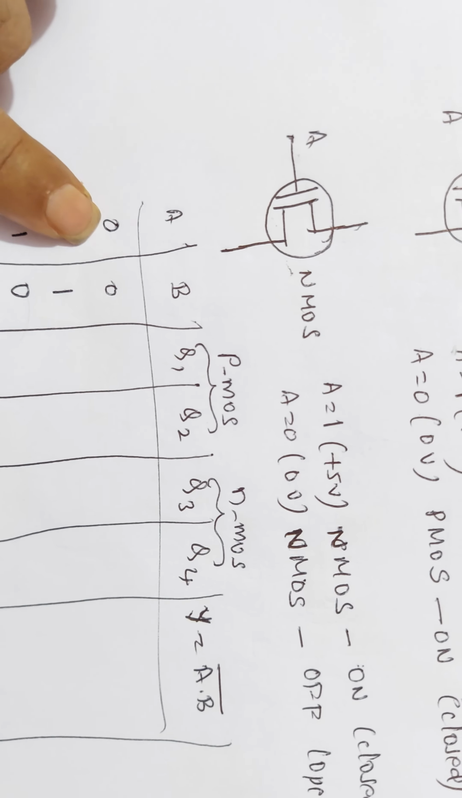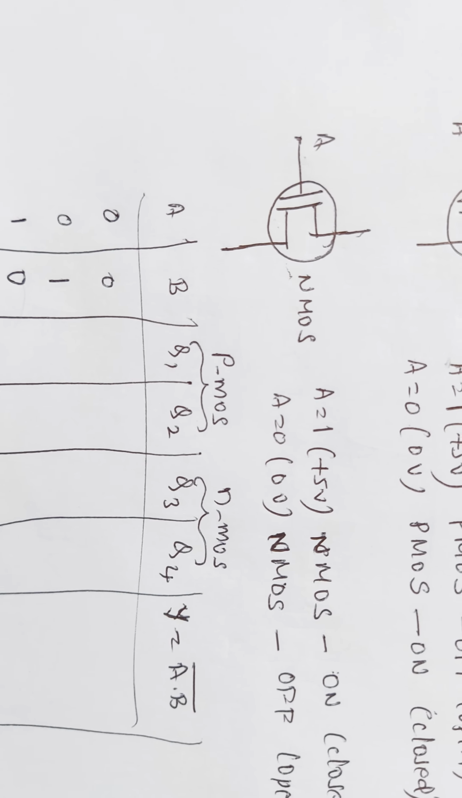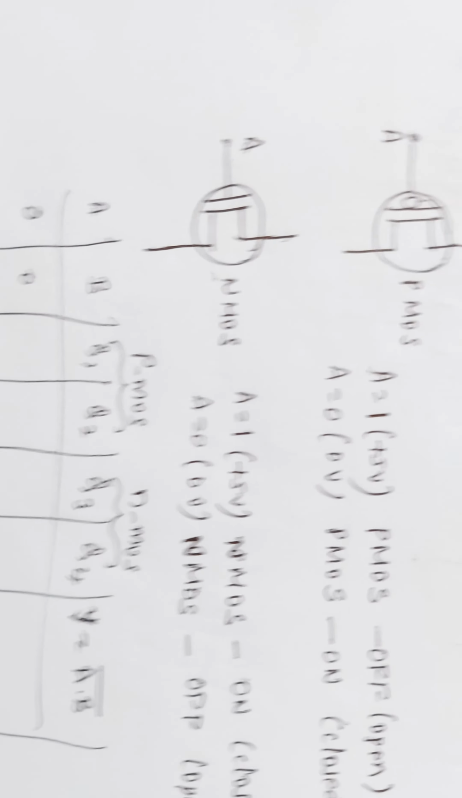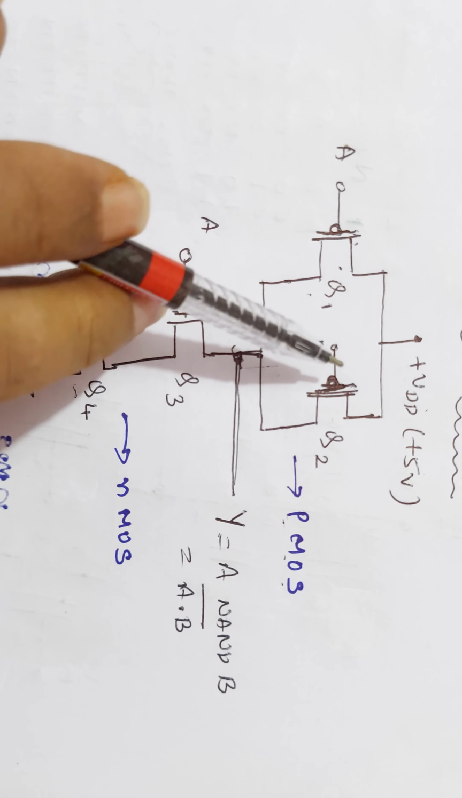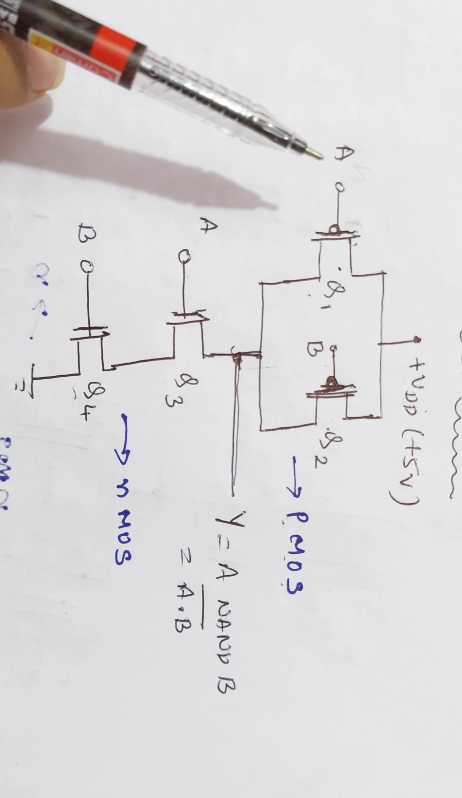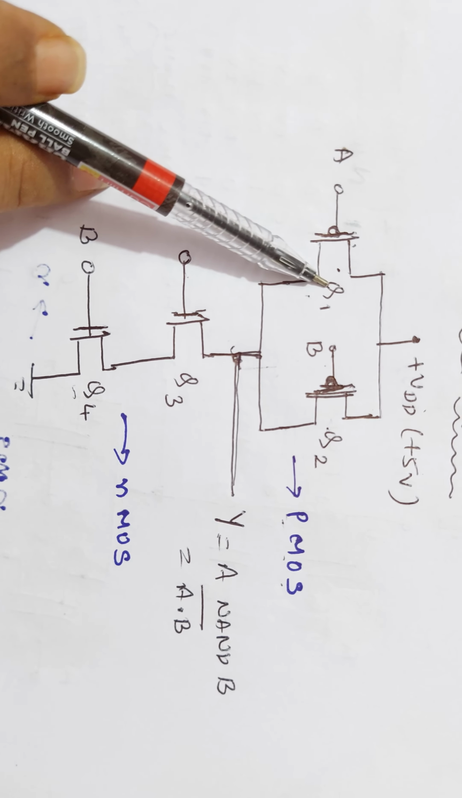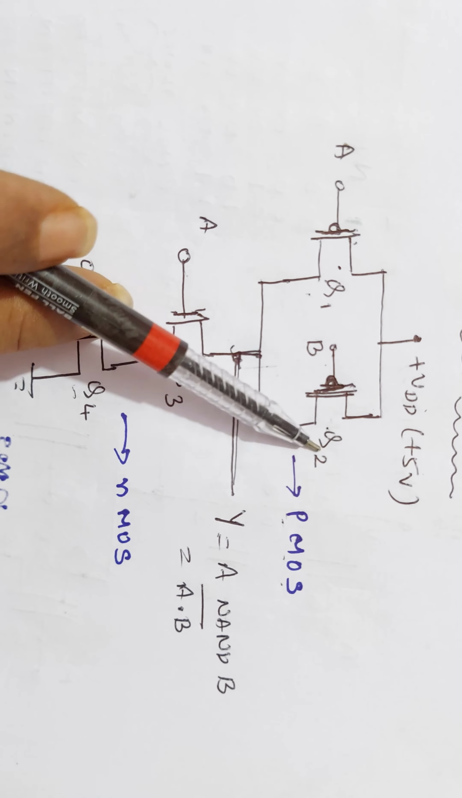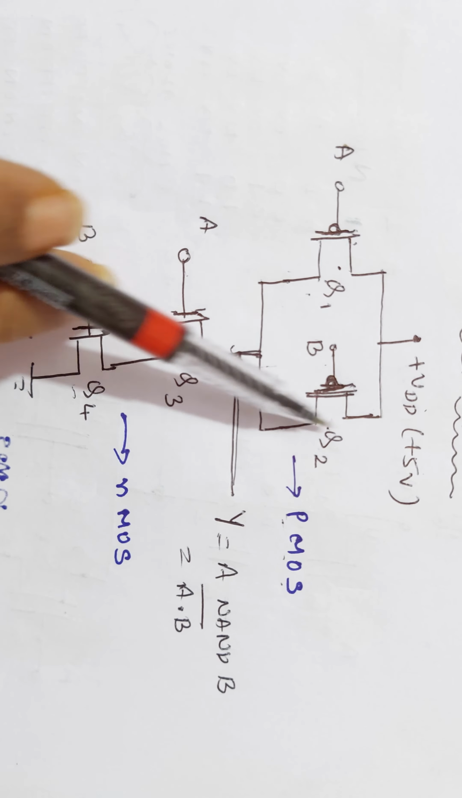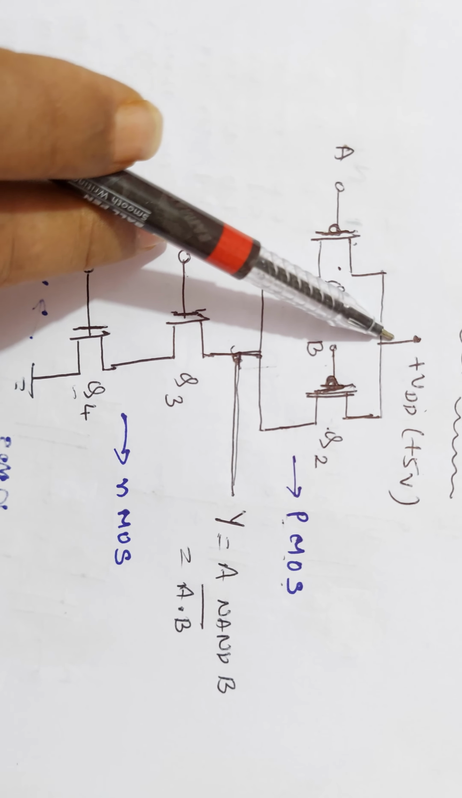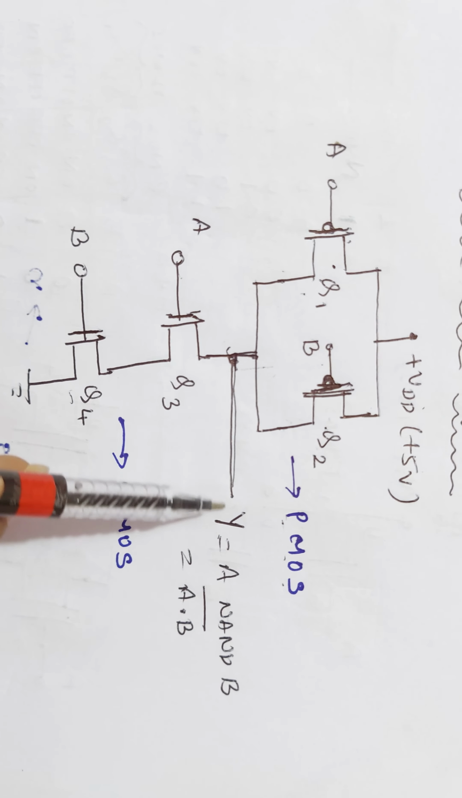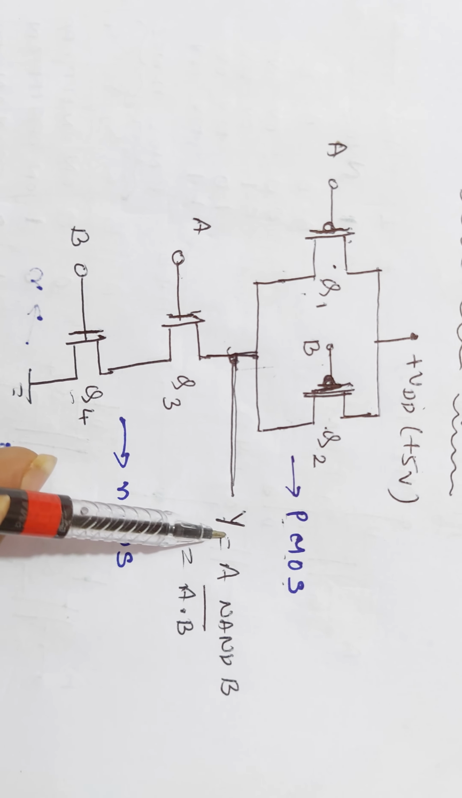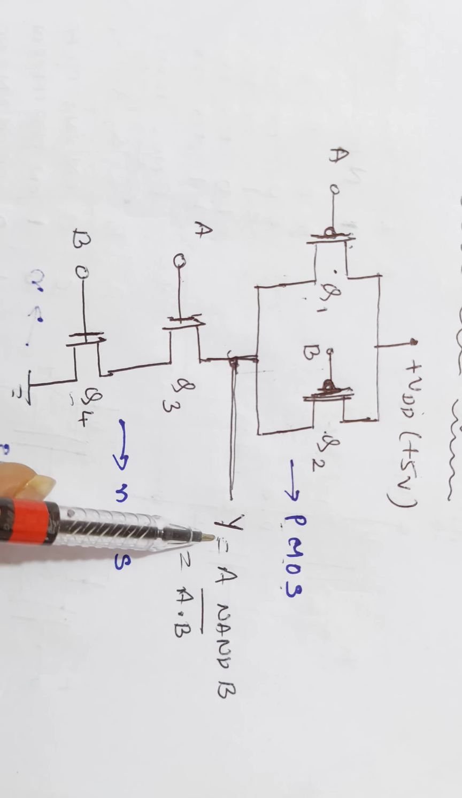For the first case, A equals 0, B equals 0. When A equals 0, this goes on. B equals 0, this goes on. Both the switches are closed and current from VDD can pass through both the closed paths and will flow to Y, and the output goes to high because the current will flow.